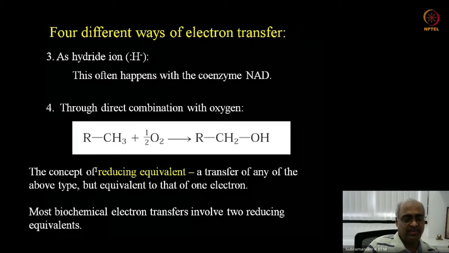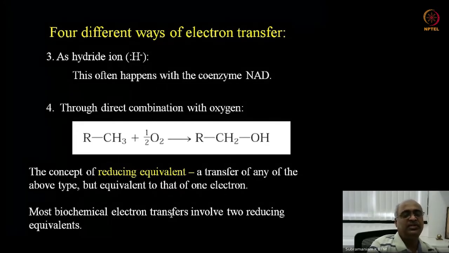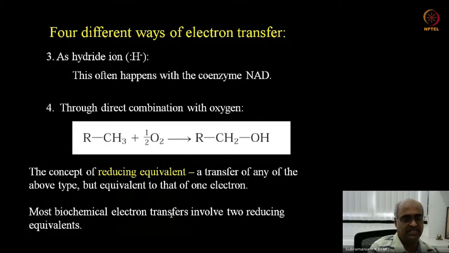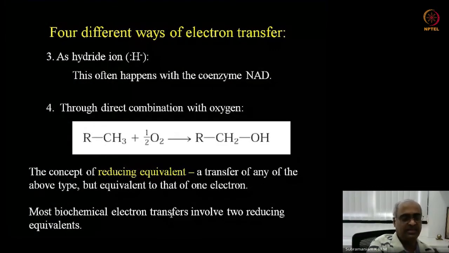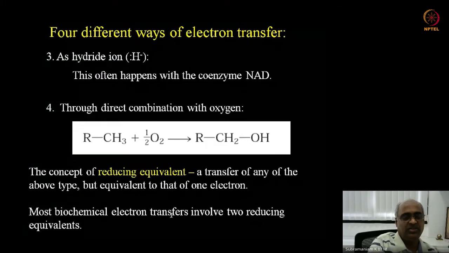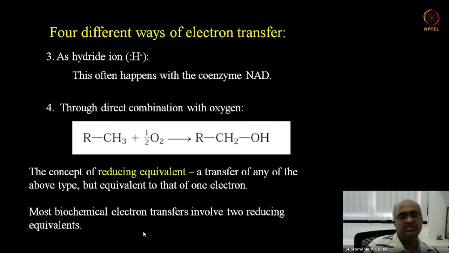So in all these, we talk about electron transfer, and we can introduce a quantitative term called reducing equivalent, which is equivalent to the transfer of one electron, regardless of the mode in which the electron is transferred. It could be any one of the four, but the equivalent of one electron transfer we call one reducing equivalent. Biochemical reactions usually involve two hydrogen atoms, as in dehydrogenation reactions. So usually they involve two reducing equivalents. One reducing equivalent equals the transfer of one electron.